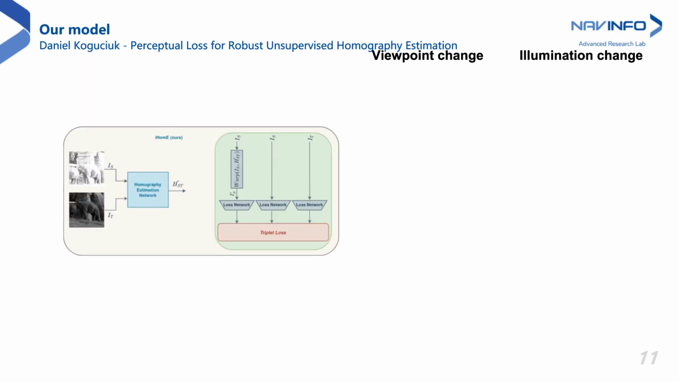Here, we present a novel unsupervised framework for robust homography estimation. We propose to decouple learning representation for both homography estimation and image comparison by using a dedicated loss network to compare warped source image and target image. The homography is learned implicitly by comparing the images in feature space produced by the loss network. Extensive evaluation shows that such a formulation yields models robust both to viewpoint and illumination change.